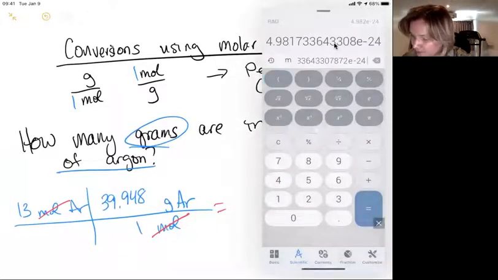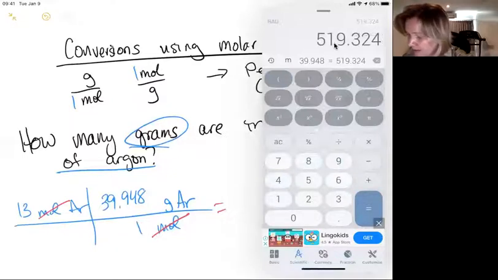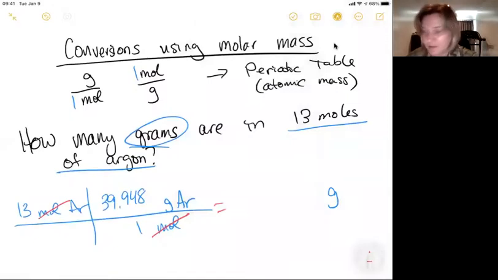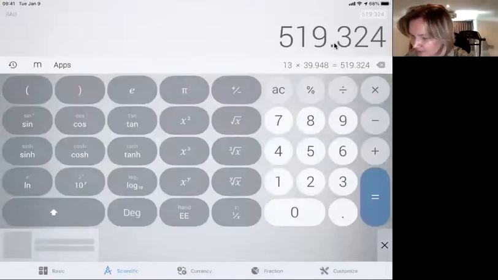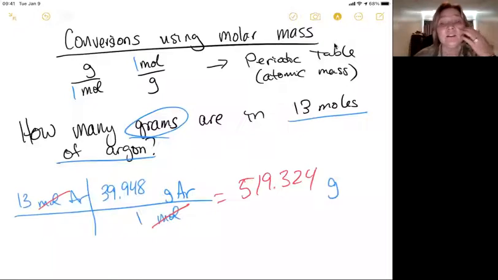13 times 39.948, and I get 519.324. So 519.324 grams, and I forgot argon here. Okay, this is just between grams and moles.